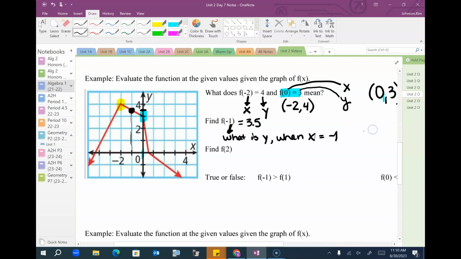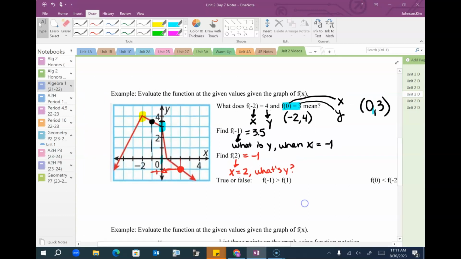I can do the same thing for f of 2. Okay, they're telling you x equals 2, and they want to know what's y. They want to know what's the output. So let's go to where x is 2 and then trace it down until we get to the graph. That red point is at an output or a y value of negative 1. You see this is at a height of negative 1 here. And that's it for us evaluating on a graph.